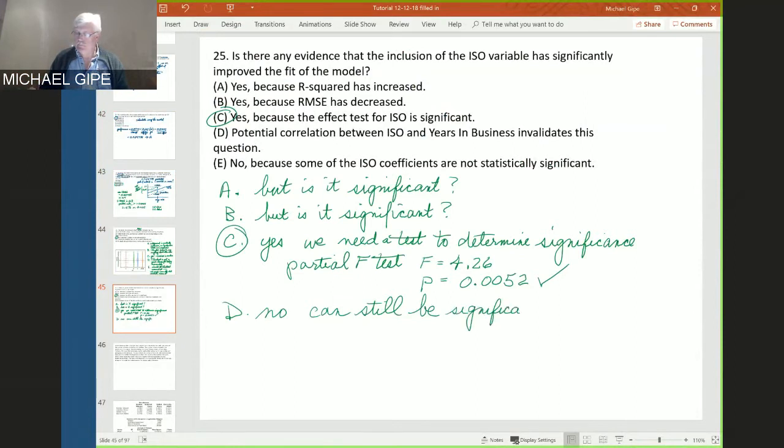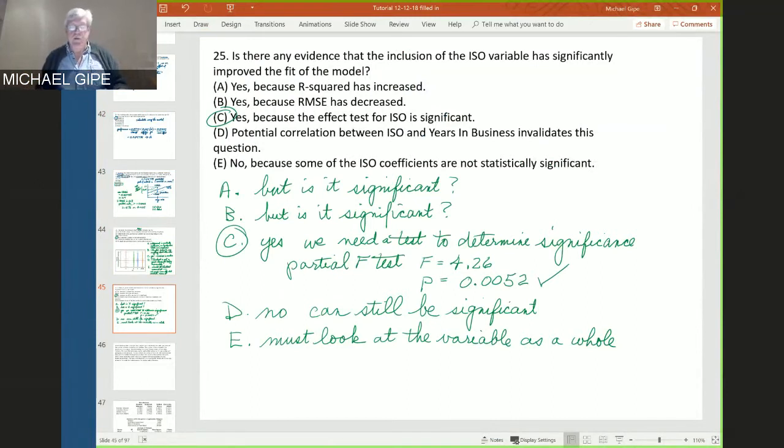How about E? No, because some of the ISO coefficients are not statistically significant. For a multi-level categorical, you must look at the variable as a whole. You can't take part of a variable. You have to look at the whole thing. And the only way to do that, to judge its significance, is to look at the partial F test.